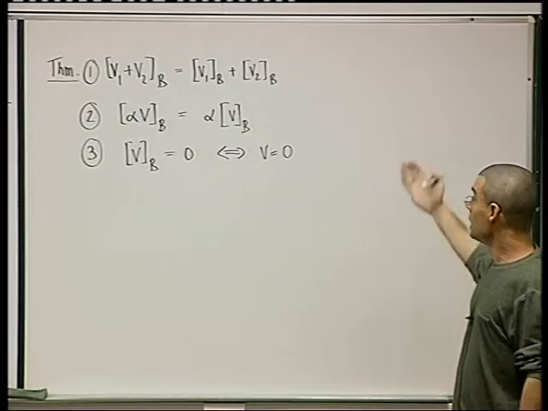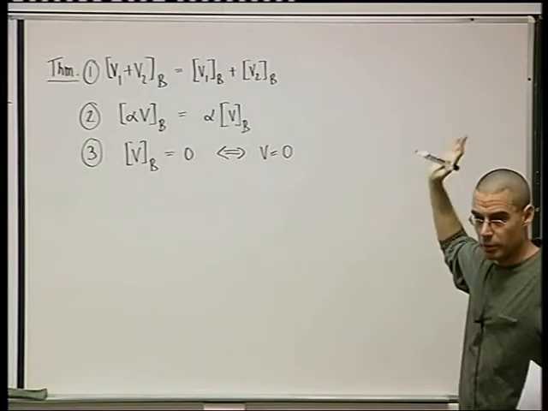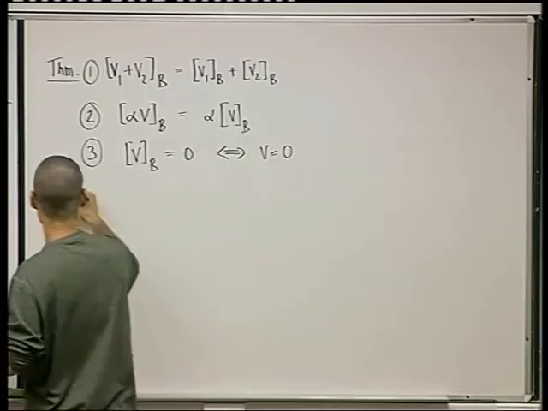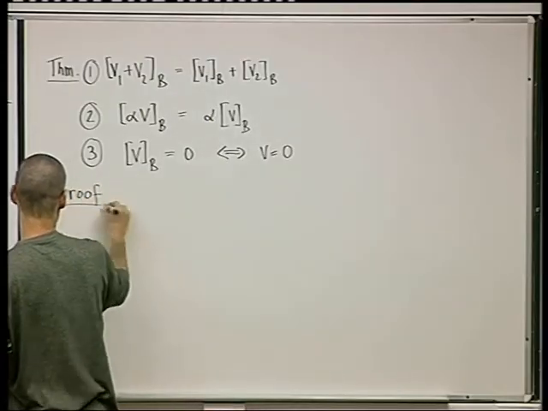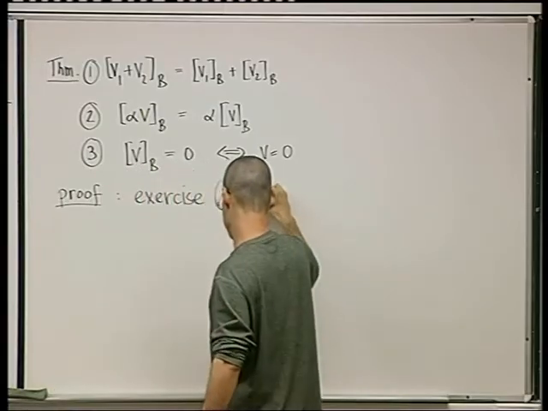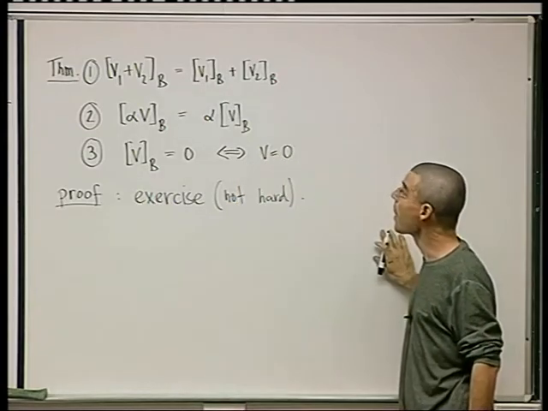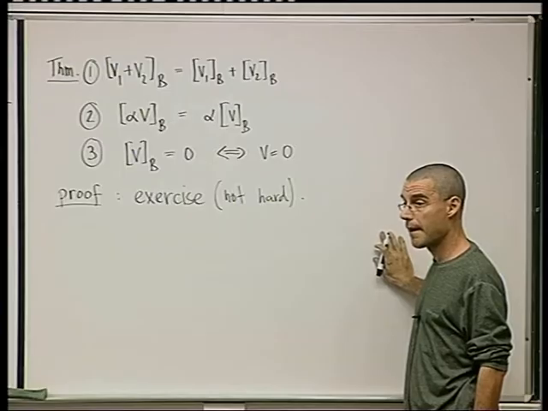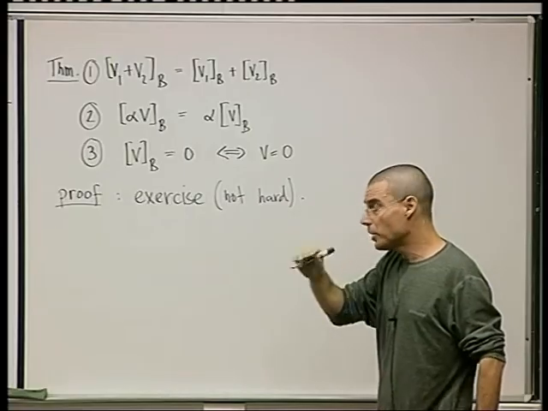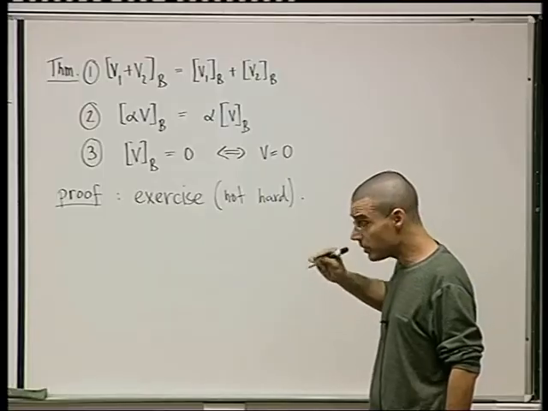Okay? Does everything here seem logical, seem reasonable? Okay? Without proofs, without the formality of proofs. Okay. And so proof, exercise, not hard. So according to what you said, proving, for example, 1 is just writing what's given to us. I said it. I want you to actually write it.